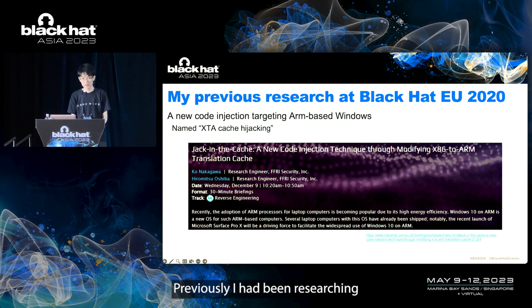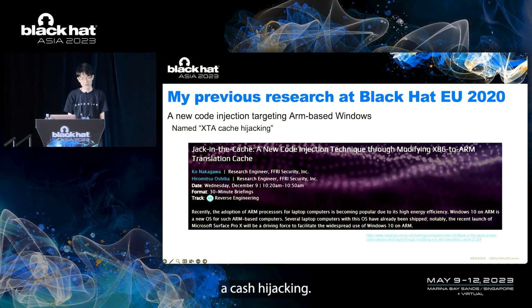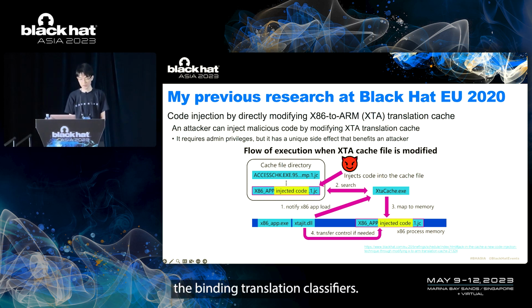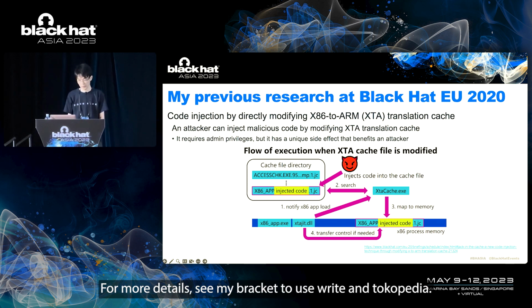Previously, I have been researching how an attacker can abuse these layers. So let's quickly recap my previous research at Black Hat EU. In this research, I analyzed the binary translation cache files on ARM-based Windows, named XTA cache files. Then I proposed a new code injection technique, XTA cache hijacking. This code injection is performed by directly modifying the binary translation cache files. This technique requires admin privileges for modifying binary translation cache files, but it has unique side effects that benefit the attacker. For more details, see my Black Hat EU slides and talk video.